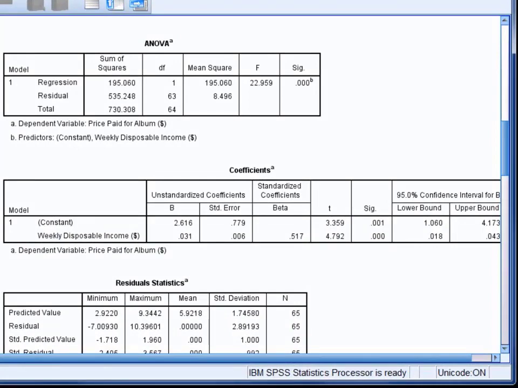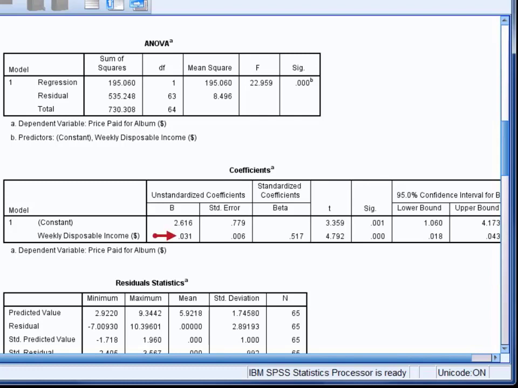Firstly, the constant is 2.616. This is the value that we would predict for the criterion, price paid, when the predictor, disposable income, is 0. Now you should be wary about interpreting this value if you haven't sampled around 0. And this is the case in this example. Everybody in our sample had at least $10 of disposable income each week.